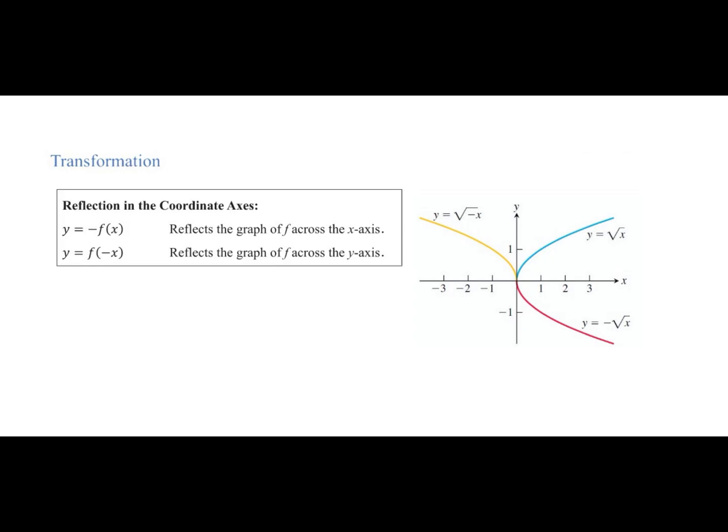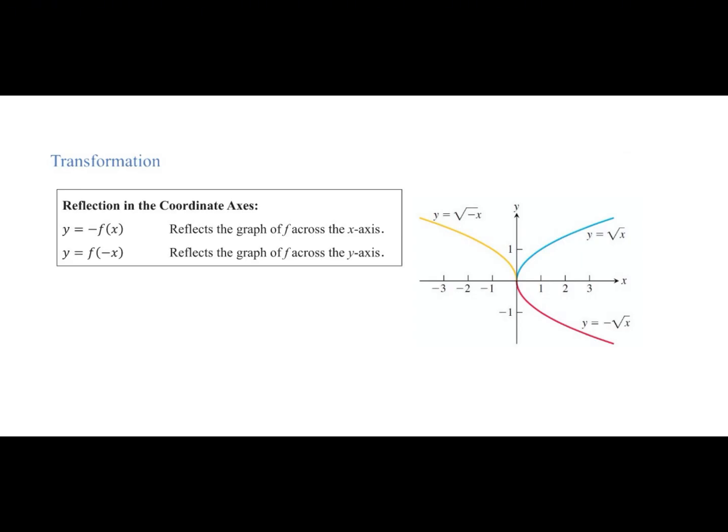Let's talk about reflections, which means flipping a graph across an axis. The first rule is y = -f(x). This reflects the graph across the x-axis. This means every y value becomes the opposite. So y = √x becomes y = -√x. The blue graph flips downward and becomes the pink graph.